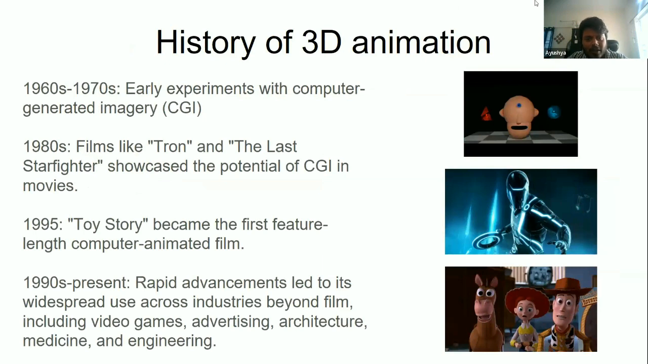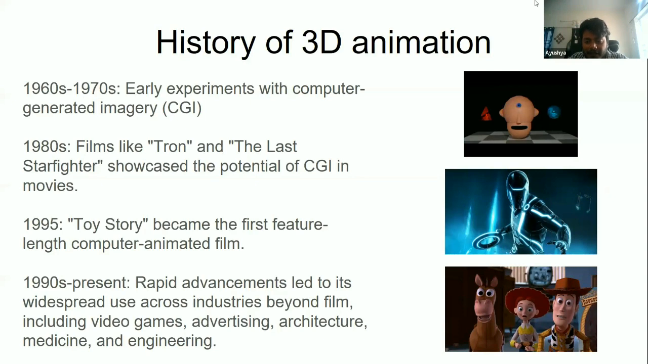And this is the small history of 3D animation. The 1960s to 1970s was the first time that anyone experimented with CGI, which is basically computer graphics. At that time, it was very premature, and the results were not up to the mark. The 1980s were the time where films like Tron and The Last Starfighter were showcased, and the potential of CGI was actually explored.